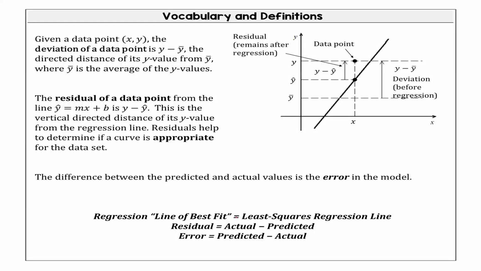All right. So here are our takeaways. The main thing: your regression is the line of best fit, and it's going to equal the least squares regression line. The residual is your actual minus your predicted. Your error, however, is your predicted minus your actual. It's the opposite. So this is the biggest takeaway from here.